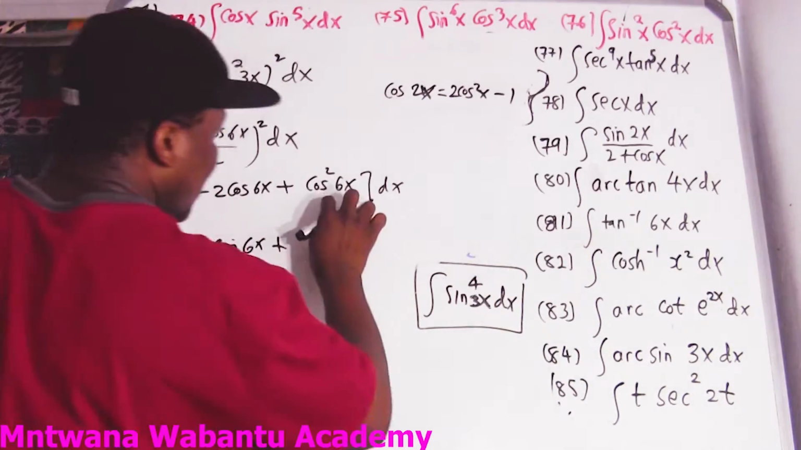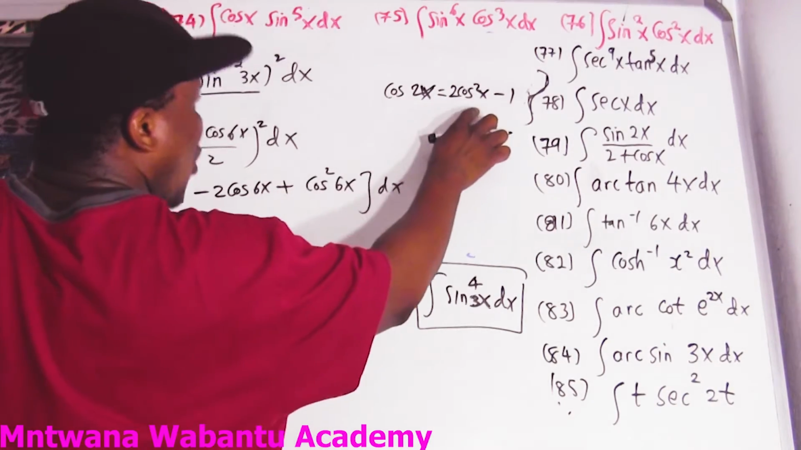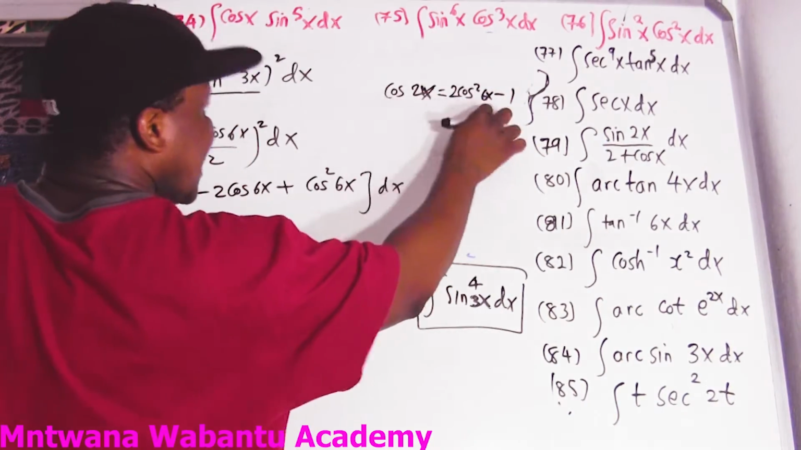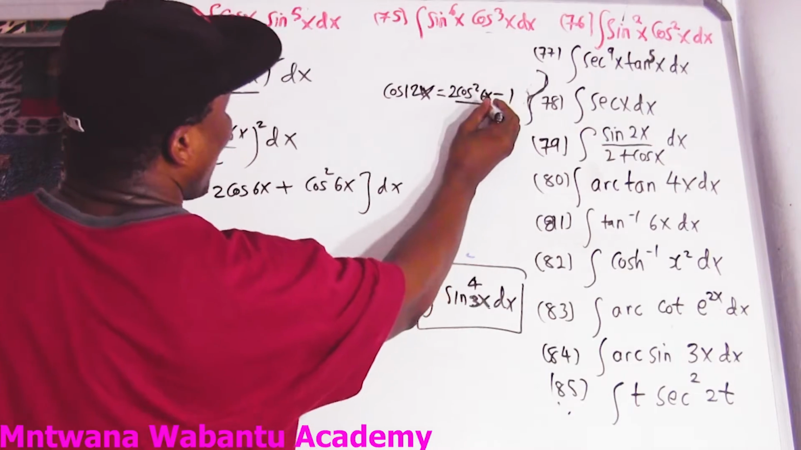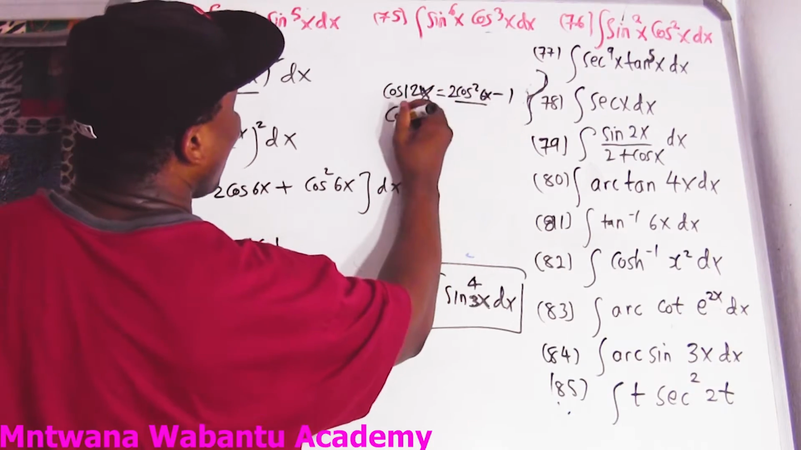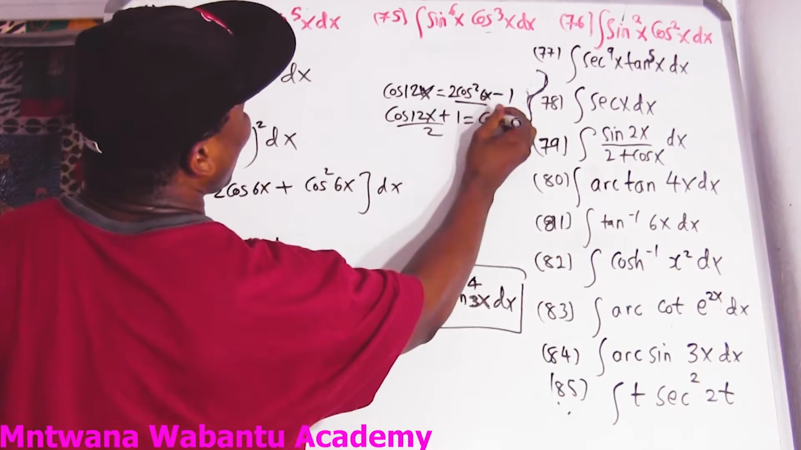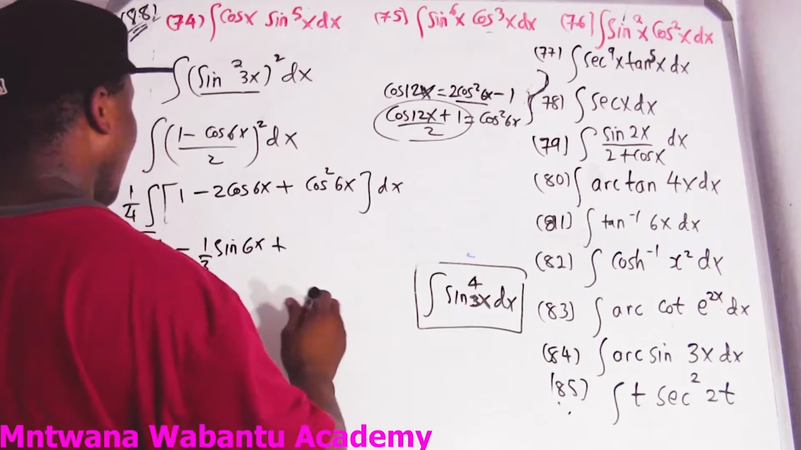So now, this one here, we know we can just replace it. Cos square 6x. Cos square, so this is not x, it's 6x. If it was x, it was 2x. If 6x, this must be 12x. So I want to make cos square 6x the subject. So this is going to be cos 12x plus 1 over 2 equal to cos square 6x. You get this from the trig identity. So I'm going to replace cos square 6x.